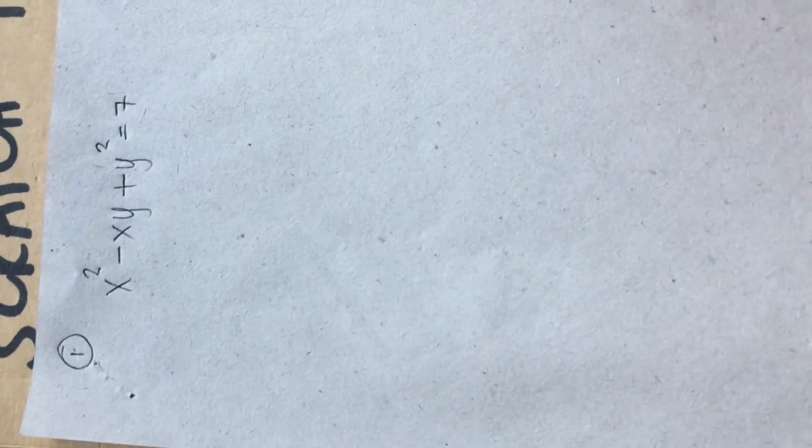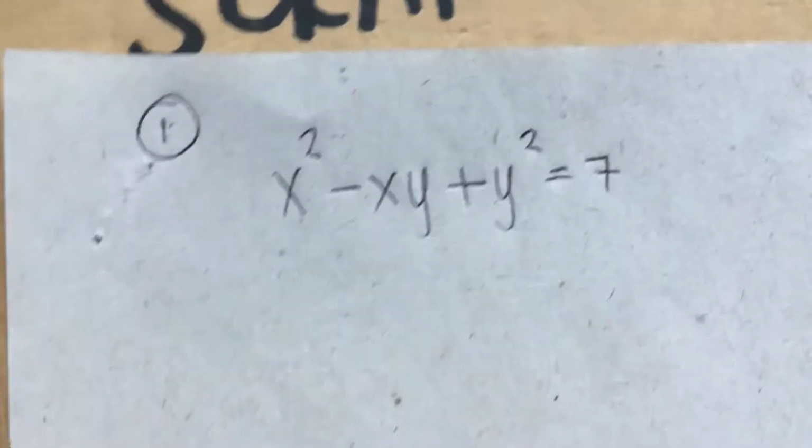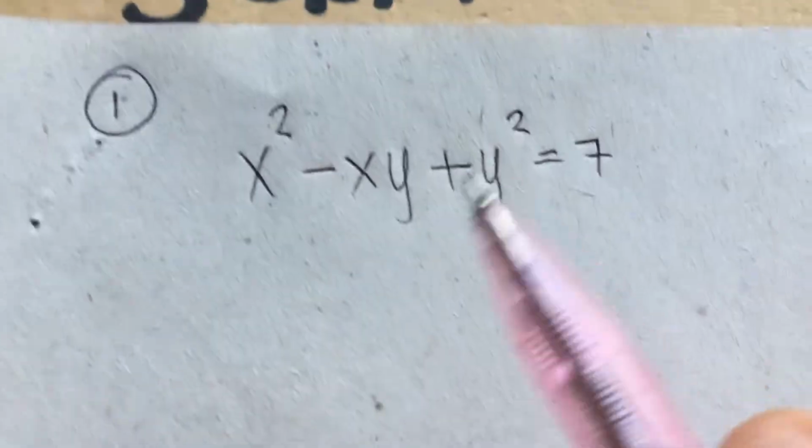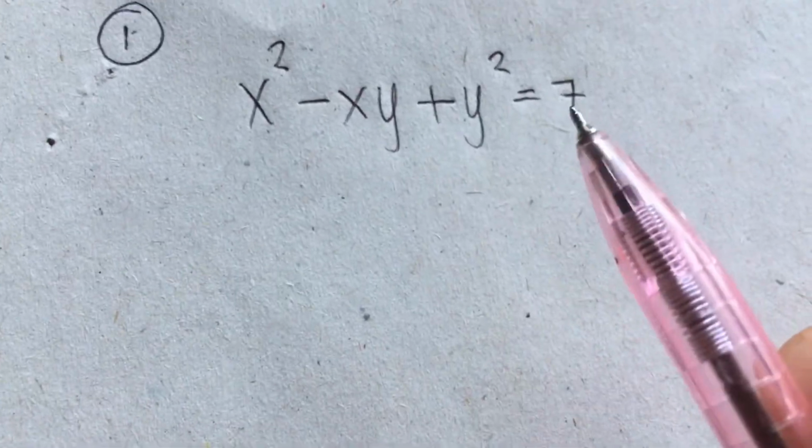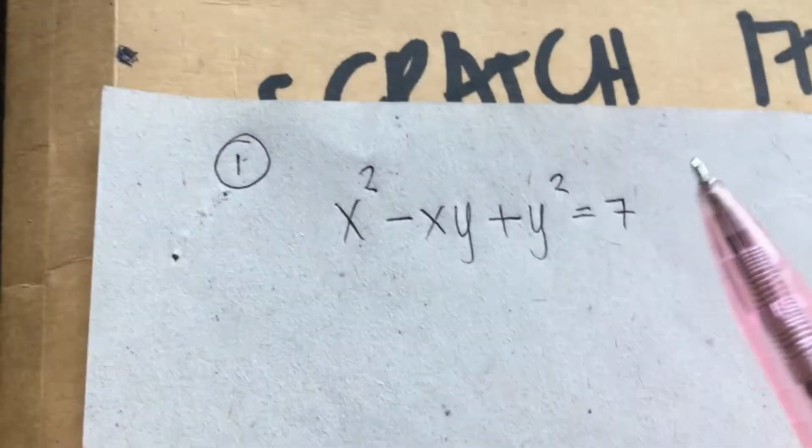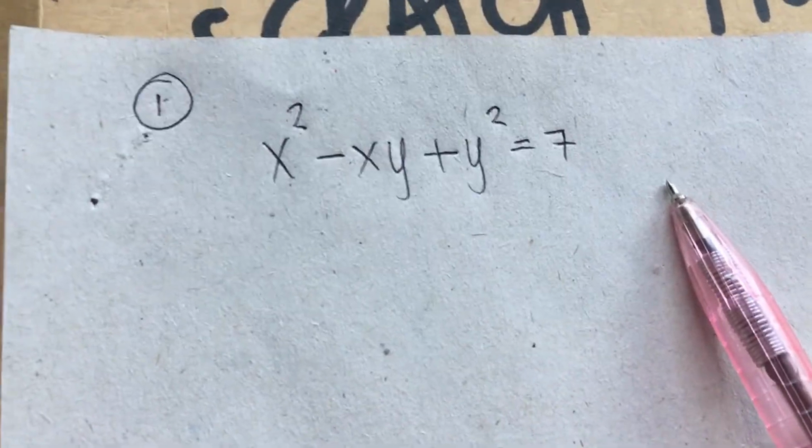So, let's have our first example. The given is x squared minus xy plus y squared. That's our given. Okay? First, we are going to find the derivative of this one. Derivative of this one with respect to x. Okay? Differentiation with respect to x.